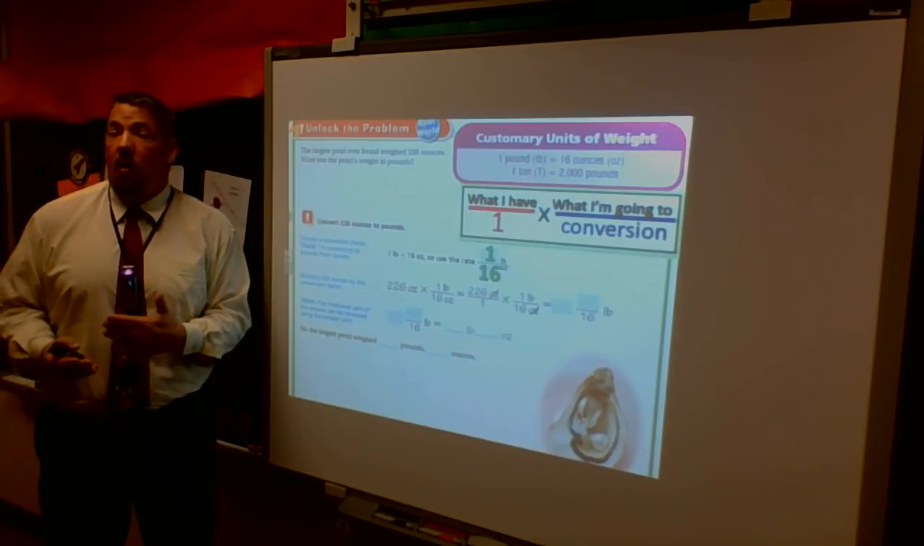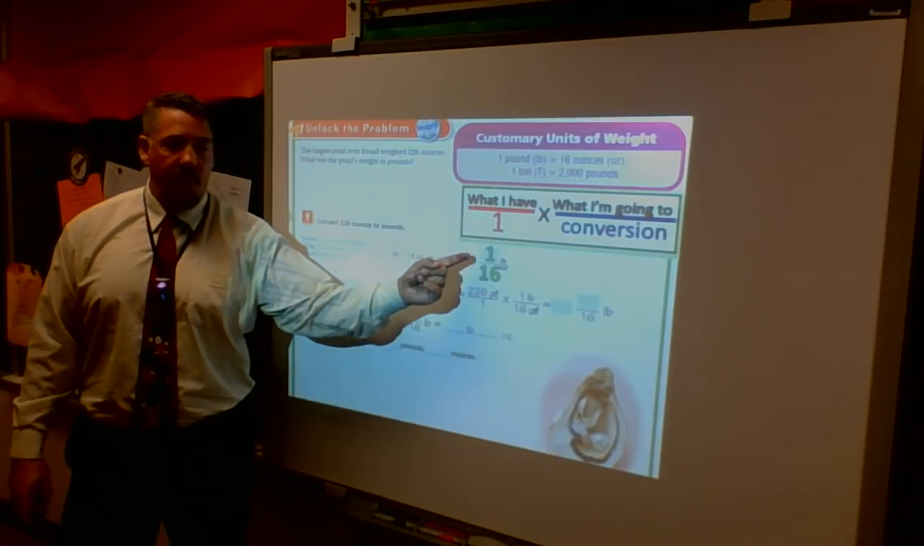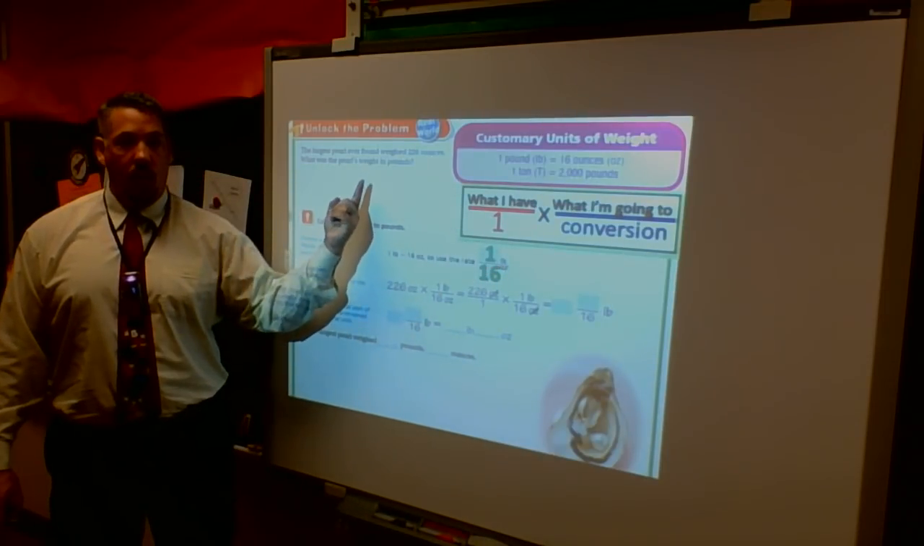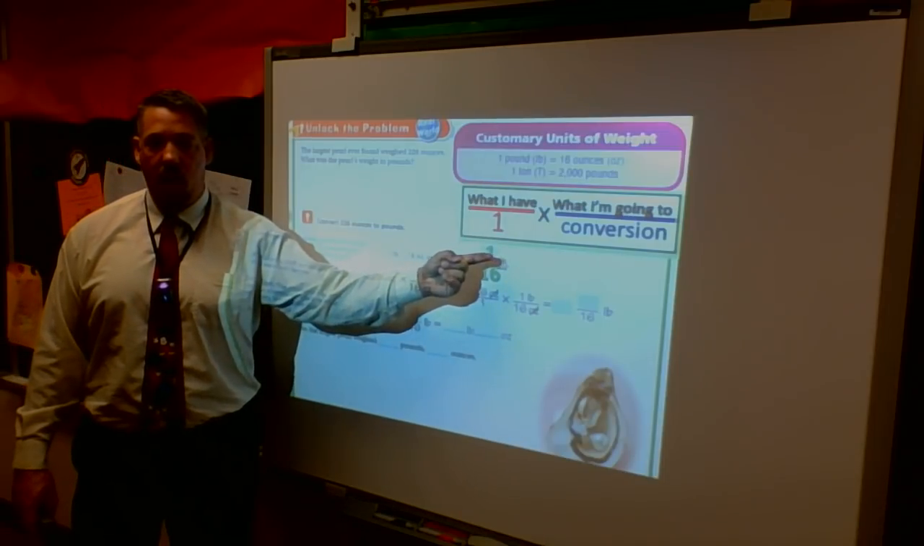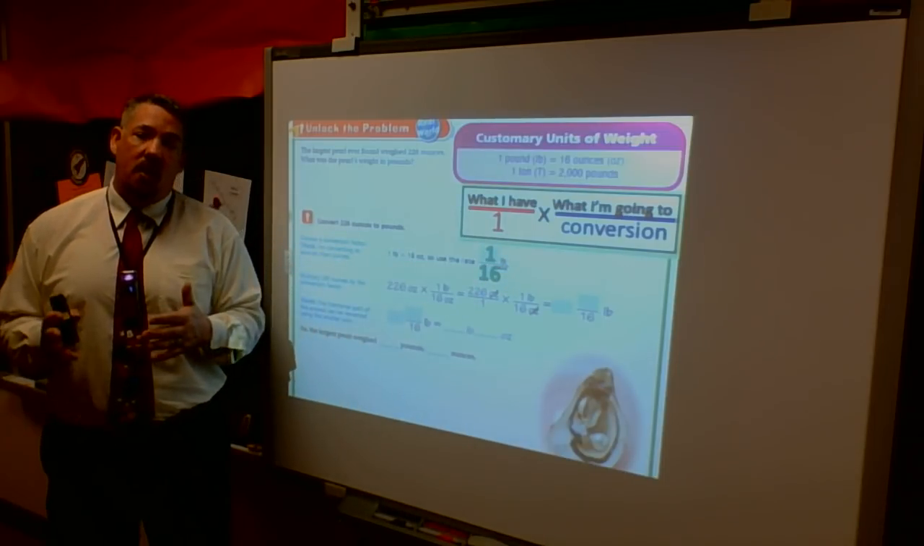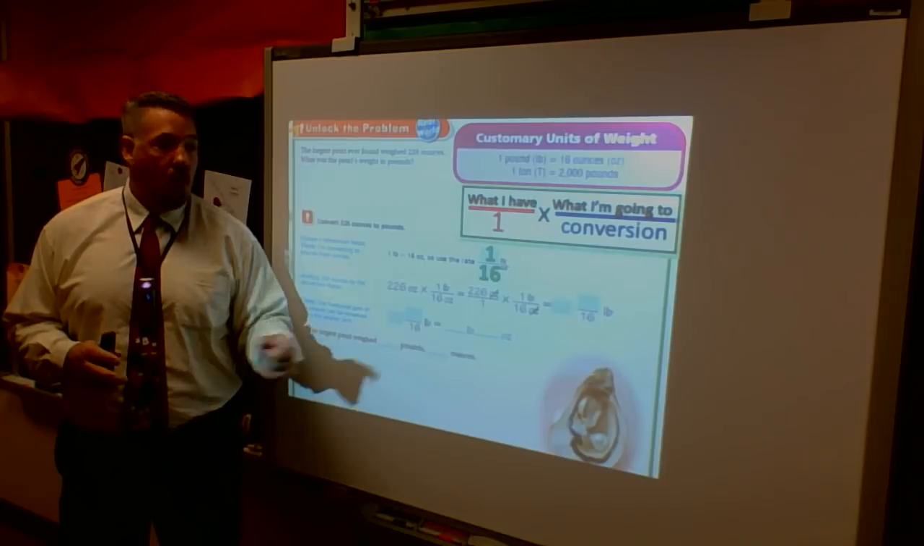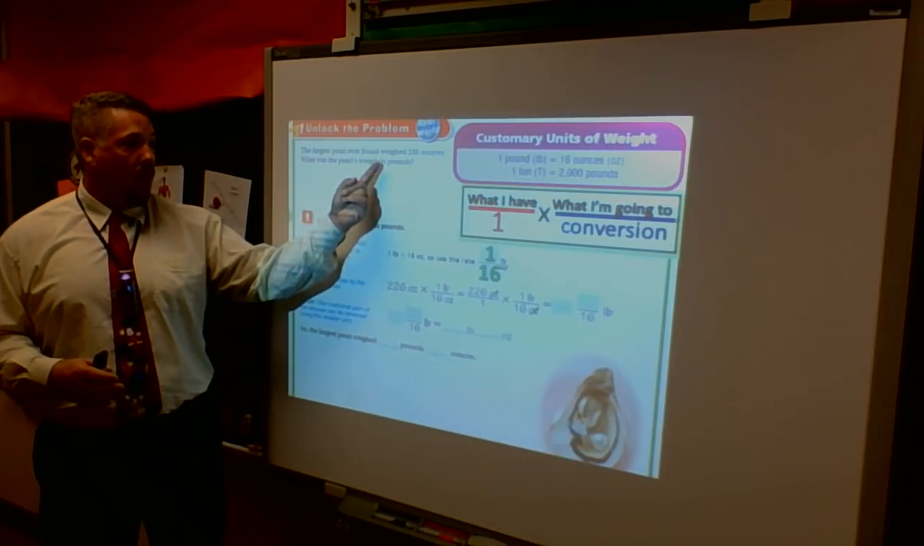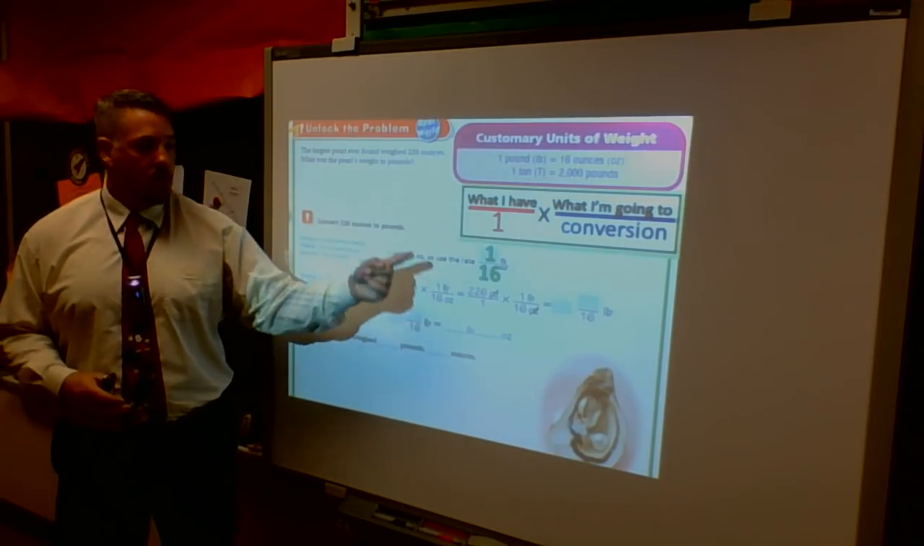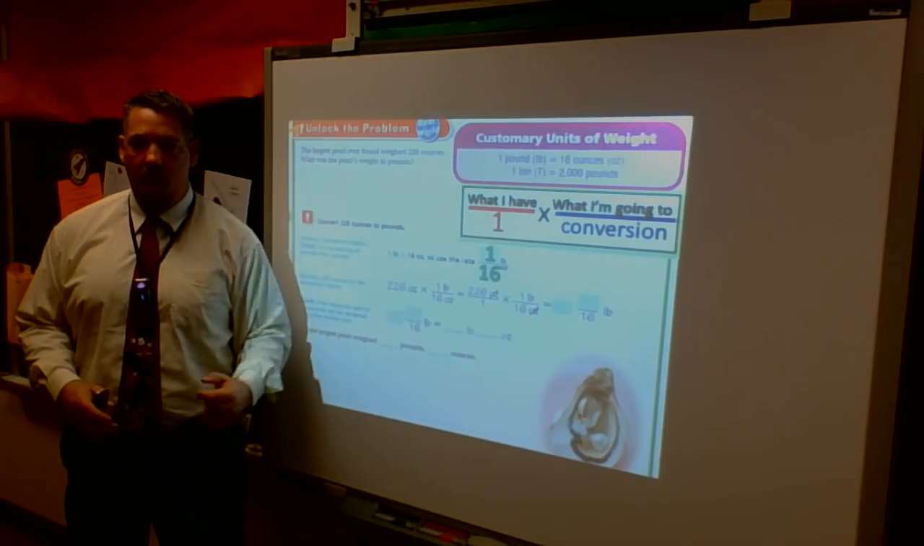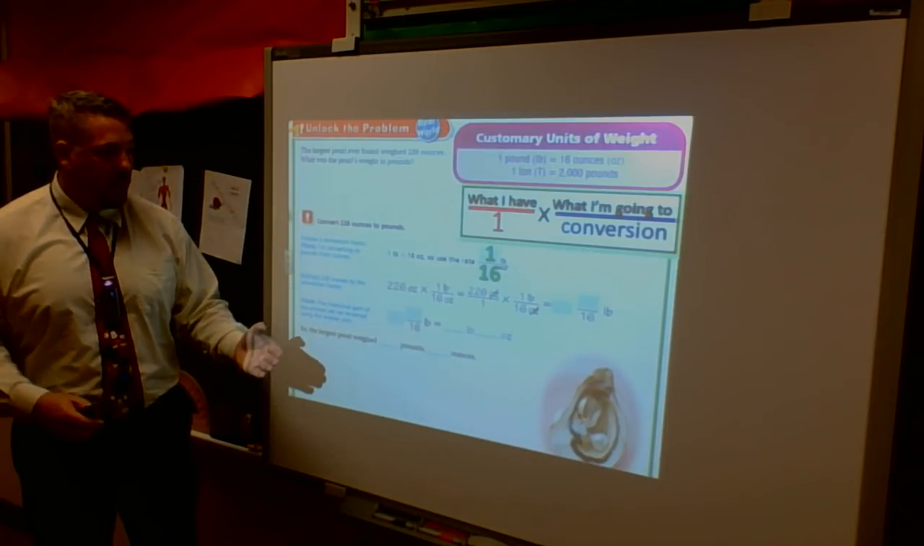Once again, what I'm going to has to have that label on top. I'm going to pounds, so my pounds has to be on top. What I'm starting with has to have that label on the bottom. I'm starting with 226 ounces, so ounces has to be on the bottom. It allows me to cross-reduce them.